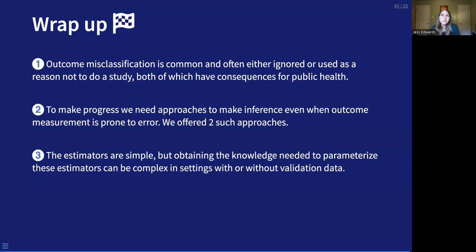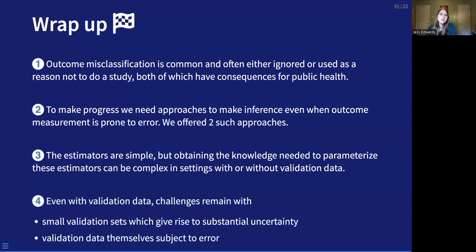This is often not a step we plan into our studies because it's difficult, and we like to think that our outcome measurement will be perfect. But in settings where we know that the outcome measurement is subject to error, perhaps we should be spending more time as a field thinking about how to obtain the knowledge we need to parameterize these methods to account for outcome measurement error. Even if we have detailed validation data, challenges remain.